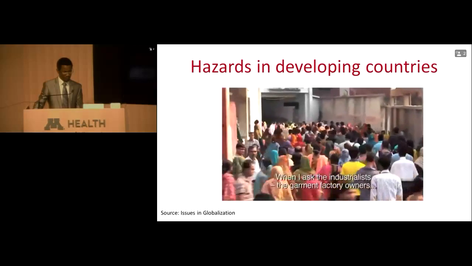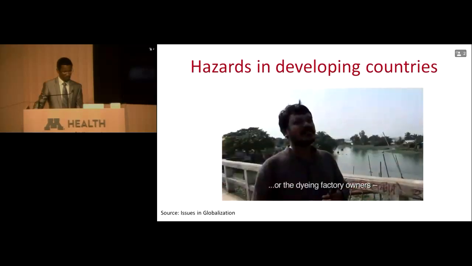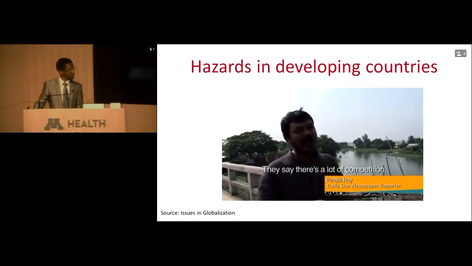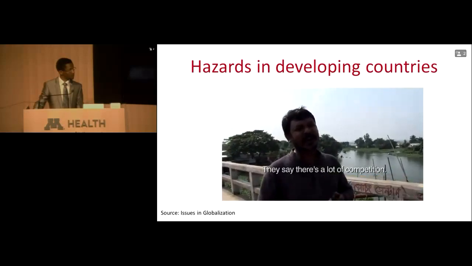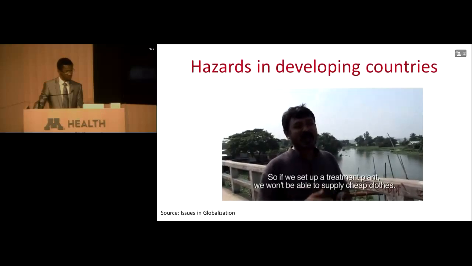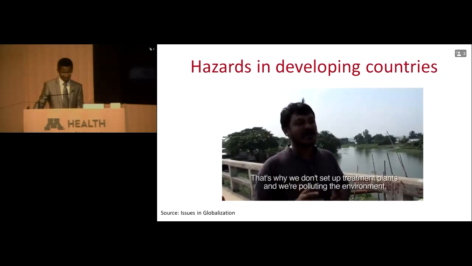When I asked the industrialist, the garment industry owner or the fabrics dyeing owner, why you don't set up ETP? They say there's a big competition in the international market. They always ask for cheap rates. So if we set up ETP, we won't be able to provide them cheap clothes. Then we'll lose our money. We'll lose our business. They will go to the other country. That's why we don't set up ETP and we are polluting the environment.